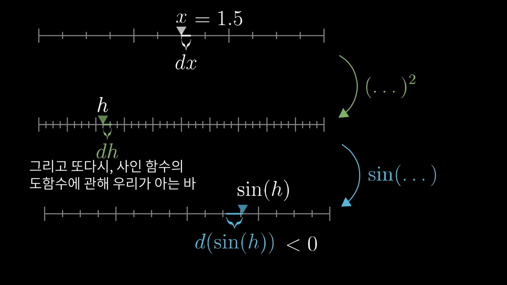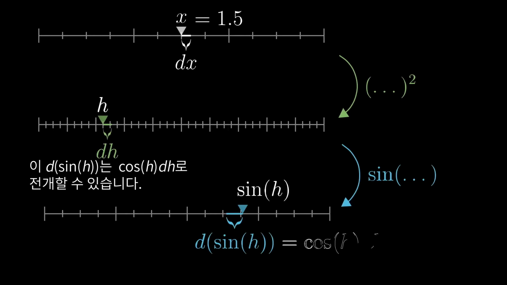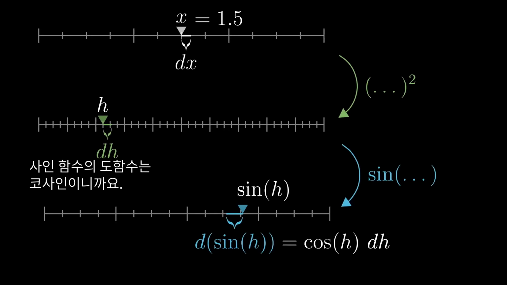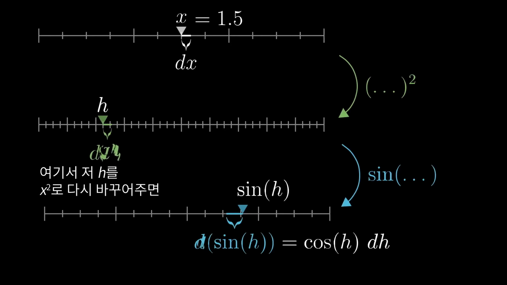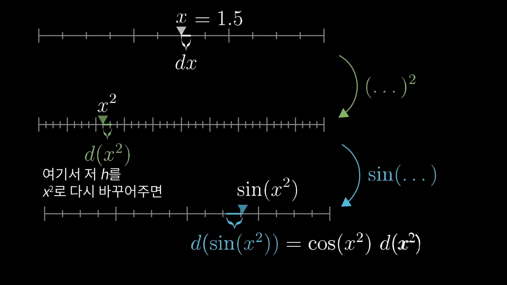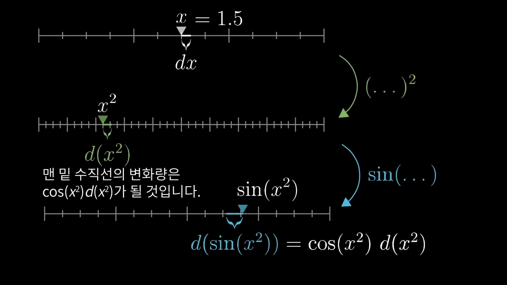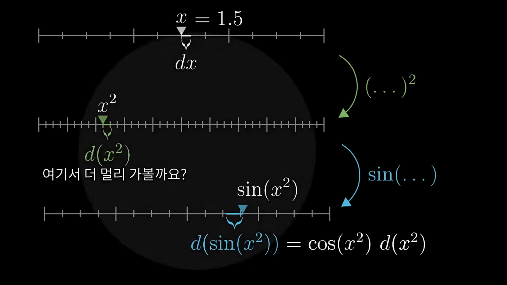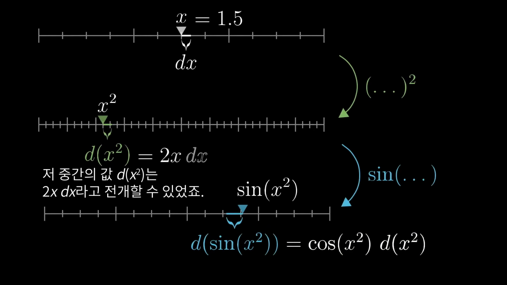And once again, we can use our knowledge of the derivative of the sine. This d sine of h is going to be about cosine of h times dh. That's what it means for the derivative of sine to be cosine. And unfolding things, we can just replace that h with x squared again, so we know that that bottom nudge is going to have a size of cosine of x squared times dx squared. And in fact, let's unfold things even further. That intermediate nudge dx squared is going to be about 2x times dx.